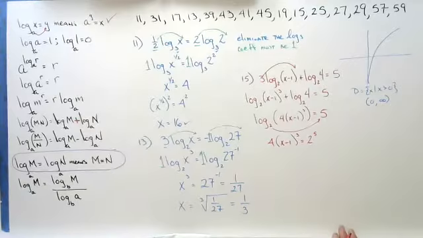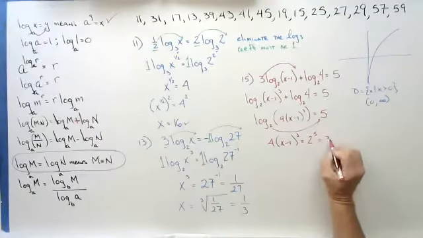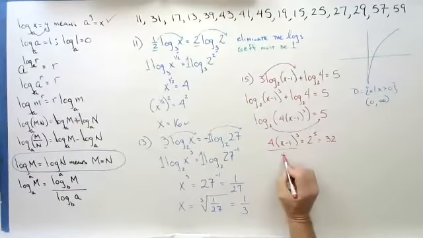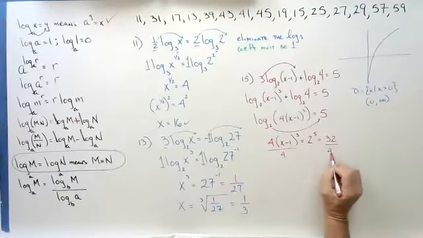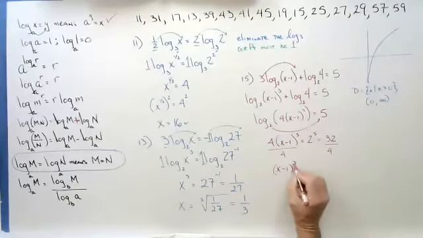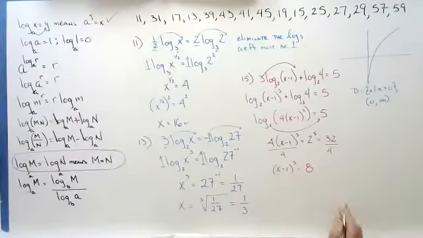Now we all know what 2 to the 5th is. 2 to the 5th is 32. Divide over here by 4. Divide over here by 4. X minus 1 cubed equals 8. Take the cube root of both sides.